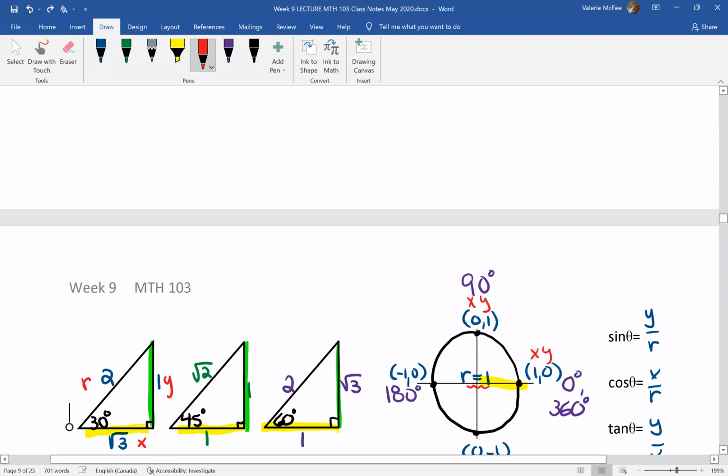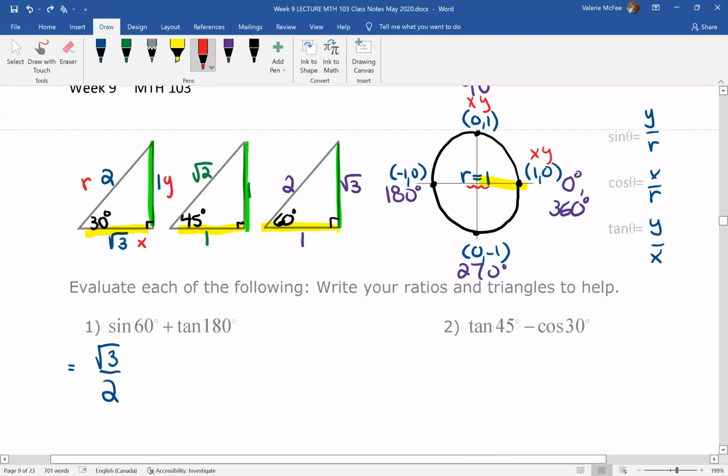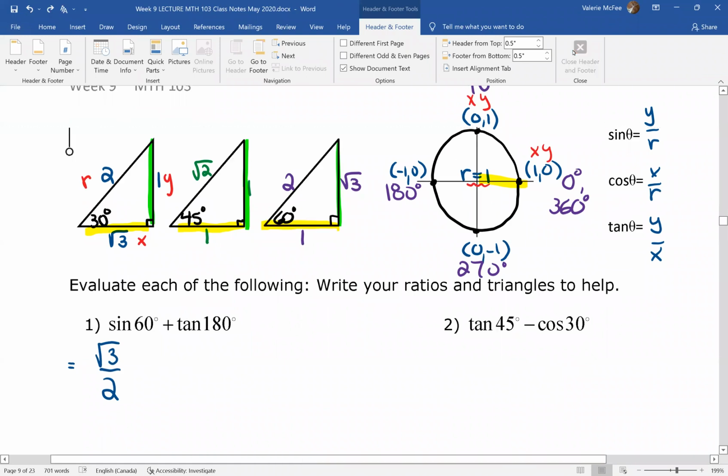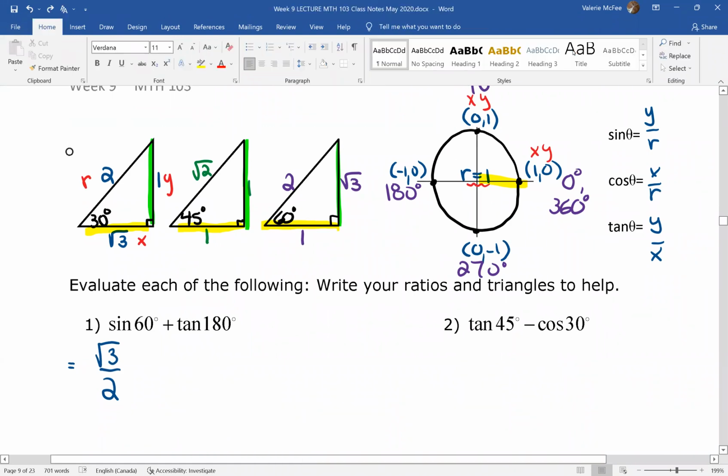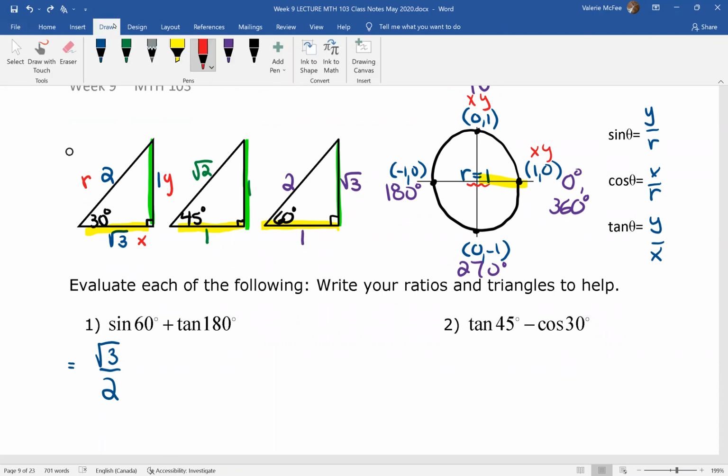Tangent of 180 degrees. If we look at 180 degrees, I see that it's a point on the unit circle. Tangent is y over x, 0 over -1. This is, of course, simply root 3 over 2.